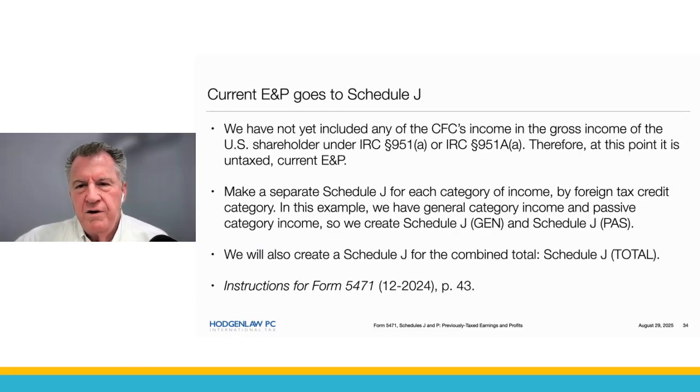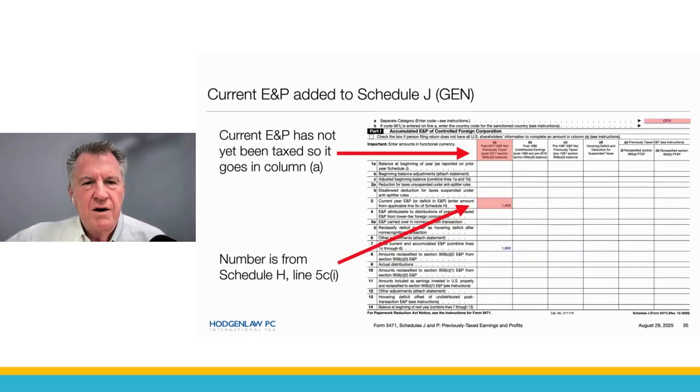So what you're going to do at this point, since you saw on 5C, Romanet 1 and Romanet 2, general and passive, now we're going to create Schedule Js, one for each of those, and we're going to port some numbers over. And we're also going to create a total Schedule J at the end that's going to pull all the numbers together for easy summary for the IRS. The starting point for this is always going to be you're going to take it off of Schedule H and you're going to put it in column A and specifically on line 3. So that's where you're going to start this whole game.